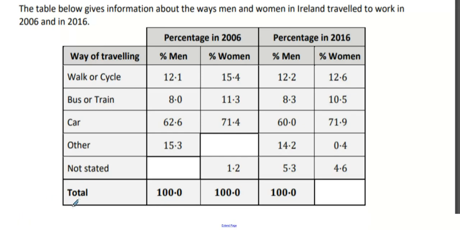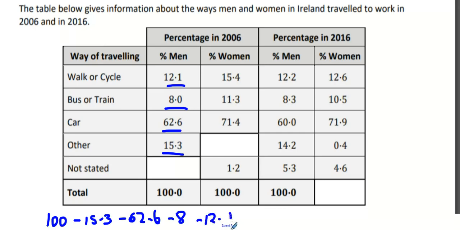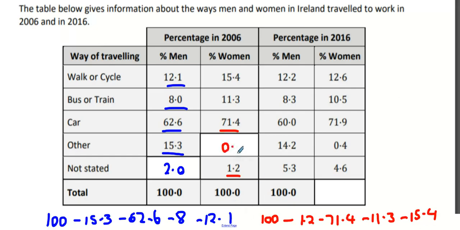Okay, next thing you got to remember is all of these need to add up to 100. So you get 100 to take away 15.3, 26.2, 8, and 12.1. So 100 to take away 15.3, 62.6, minus 8, minus 12.1. Put all that in your calculator and you're going to get 2.0. Okay, for the next one, get 100. Take away your 1.2, your 71.4, take away your 11.3, take away your 15.4, and what you get is 0.7.